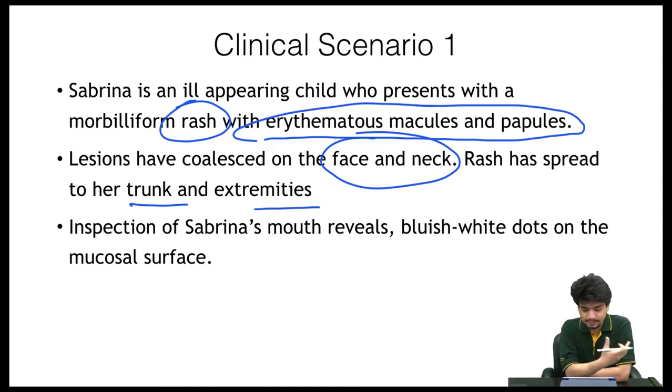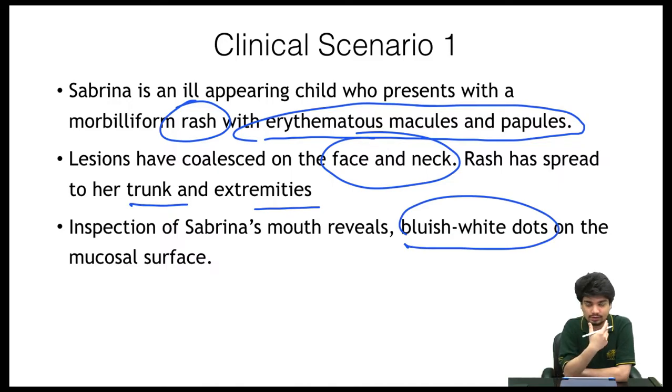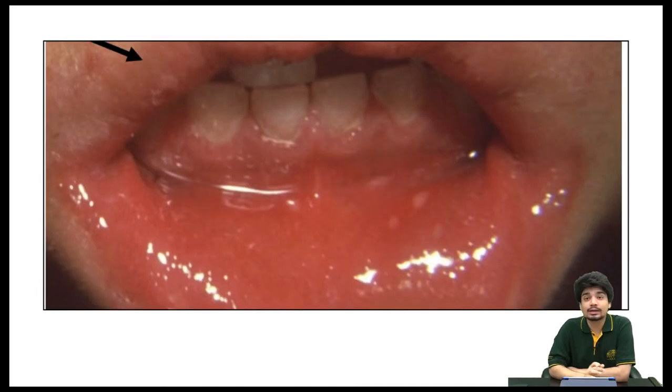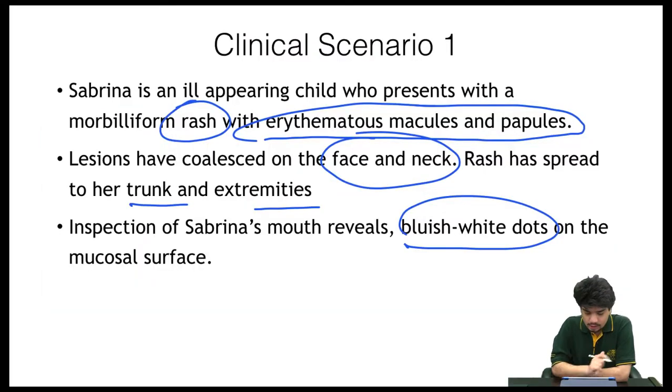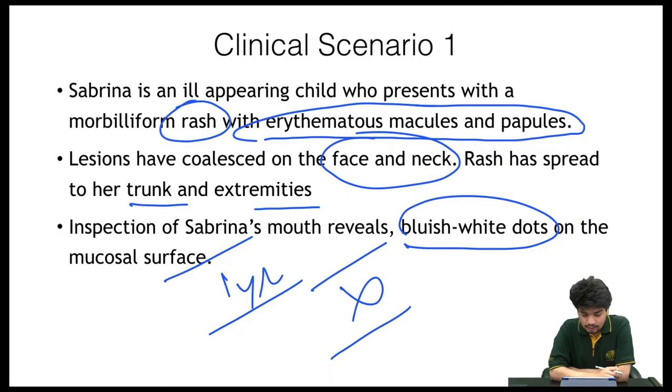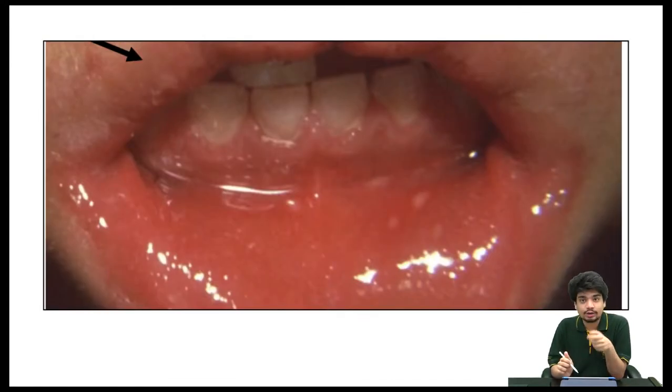When you examine Sabrina, especially her mouth, you find bluish white dots on the mucosal surface of her mouth, and they look something like this. Now I'll add some other details. Sabrina is a 1-year-old female, and on top of that, she has not been immunized. So you have a 1-year-old, not immunized, with an erythematous maculopapular rash that began on the face and has progressively spread to the trunk, and these particular lesions, which I'll explain later, on the mucosal surface of the mouth. What's the clinical diagnosis that we're going to make?